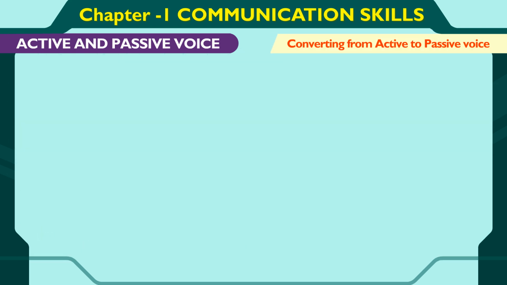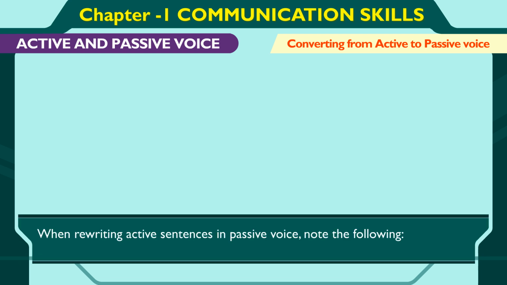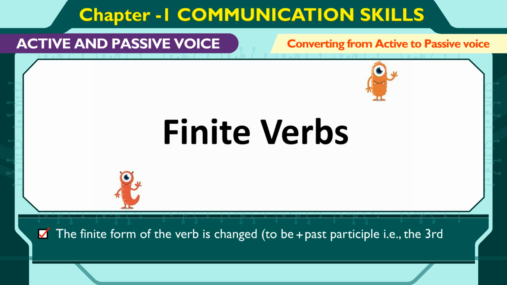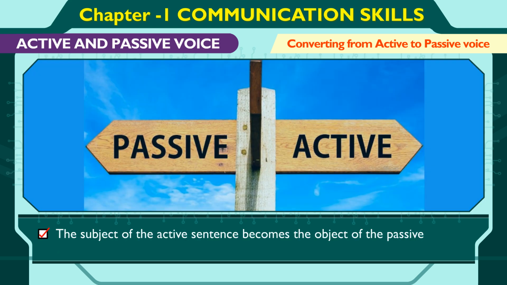Converting from active to passive voice. When rewriting active sentences in passive voice, note the following. The object of the active sentence becomes the subject of the passive sentence. The finite form of the verb is changed to be plus past participle, that is, the third form of verb. The subject of the active sentence becomes the object of the passive sentence or is dropped sometimes.